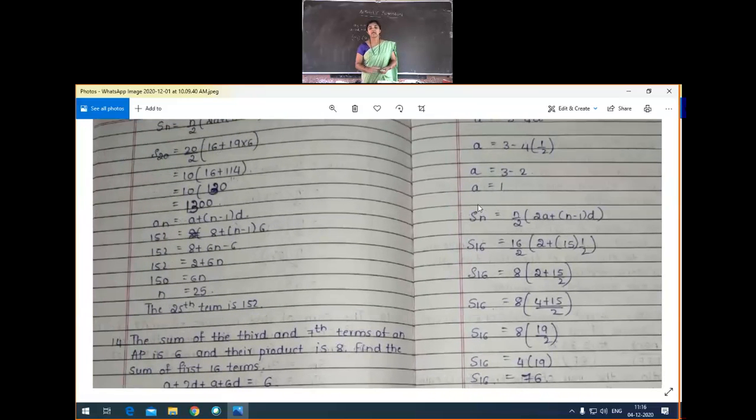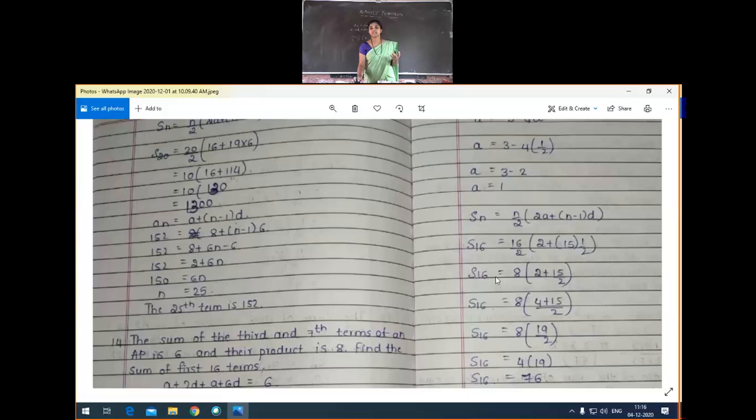Which formula? Sn is equal to n by 2 into 2a plus n minus 1 into d. If we know a and d value, and the sum of 16 terms we have to find, then we have to use the sum of n terms formula. Sn is equal to n by 2 into 2a plus n minus 1 into d. N value is 16, so 16 by 2, into 2 into a value is 1, 2 ones are 2, plus here n is 16 minus 1, that is 15. D is 1 by 2.